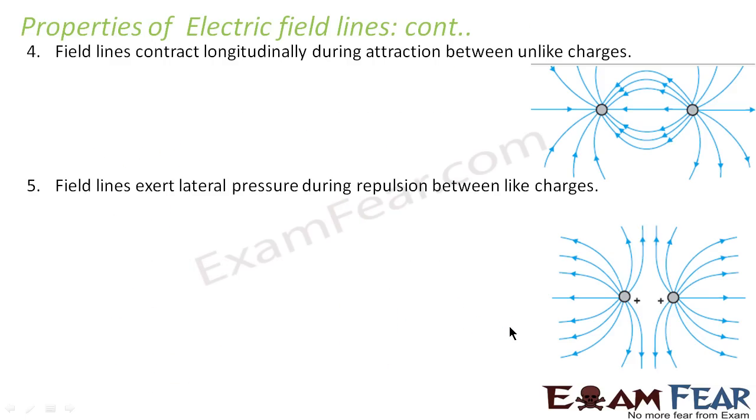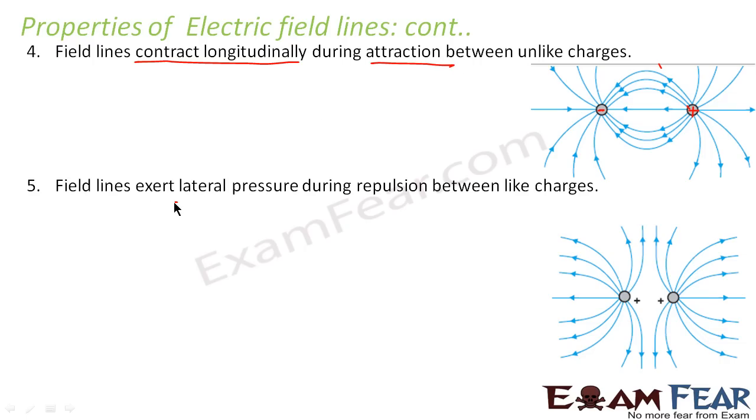Field lines contract longitudinally during attraction between unlike charges. As I told you, let us suppose this is a negative charge, this is a positive charge. So it originates from the positive charge and terminates in the negative charge. Basically the field lines are contracting, because if this negative charge had not been there, the field lines would have moved like this. But instead of that, they contracted because of the attraction due to the negative charge, right? So they contract longitudinally in case of attraction with unlike charges.